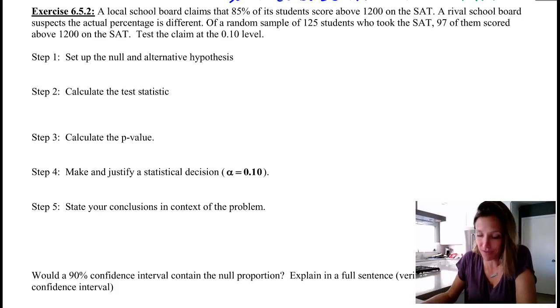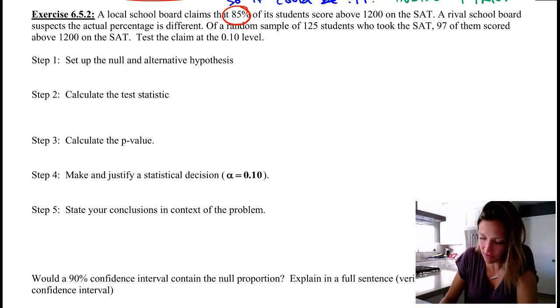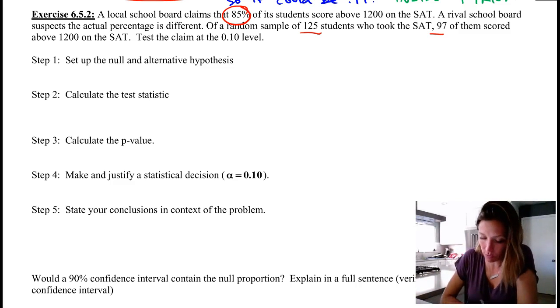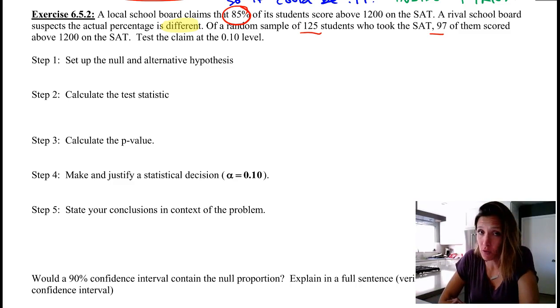We can tell because all 5 steps are laid out for us and they're asking us to test a claim. And all the pieces we're used to seeing here are here. So we have some hypothesized value. We have some evidence to test that particular value. And we do want to look around for some sort of keyword here in terms of a direction. And the only keyword that we have is different. Now, we don't want to get distracted by the above 1200 because that's our success in this sort of experiment. And we really just want to show that the local school board's claim is incorrect as this rival school board.